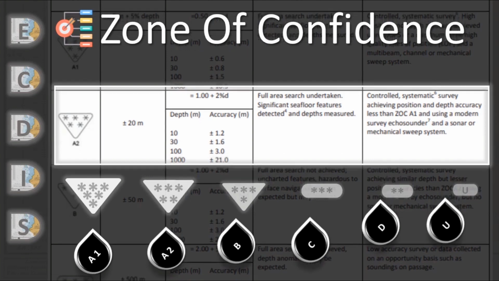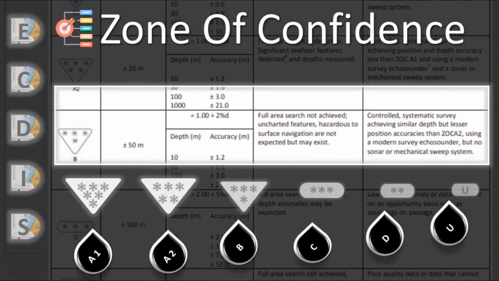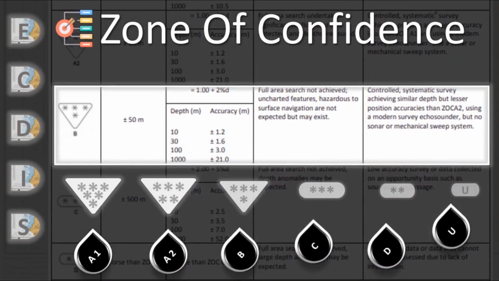ZOC B has 4 asterisks inside the triangle, but position accuracy here is already plus minus 50 meters. Depth accuracy 1 meter plus 2% of the depth. Seafloor coverage: full area search not achieved. Uncharted features, hazards to surface navigation are not expected but may exist.